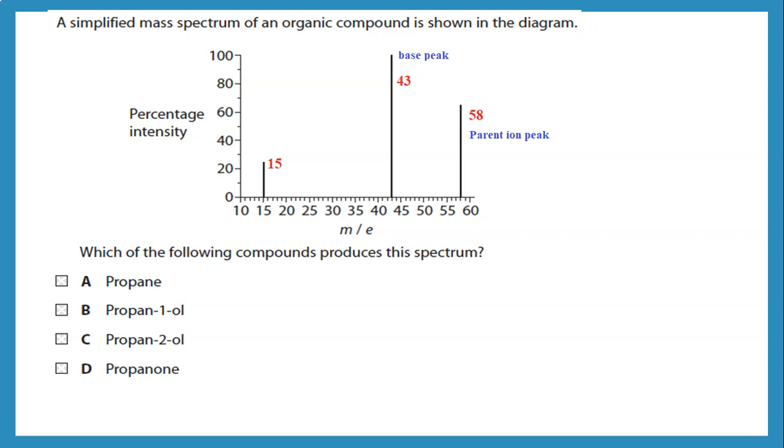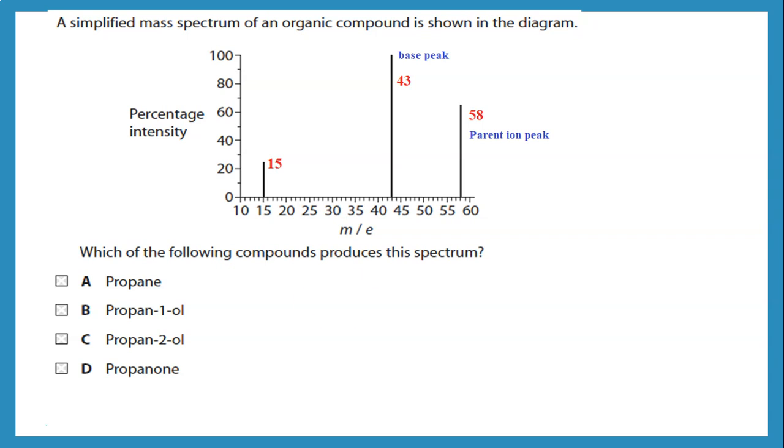Then there is the base peak. We said the base peak is the one with the highest percent intensity. So here we have a base peak at 43. That tells you that if you cut the molecule into fragments, there should be a fragment that has a mass of 43, and there is another fragment that has a molecular mass of 15. So which of these agrees with this analysis of the mass spectrum?